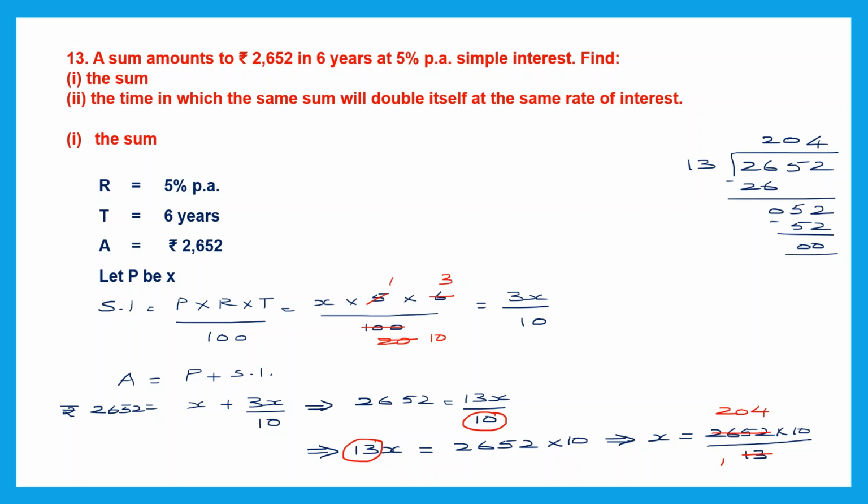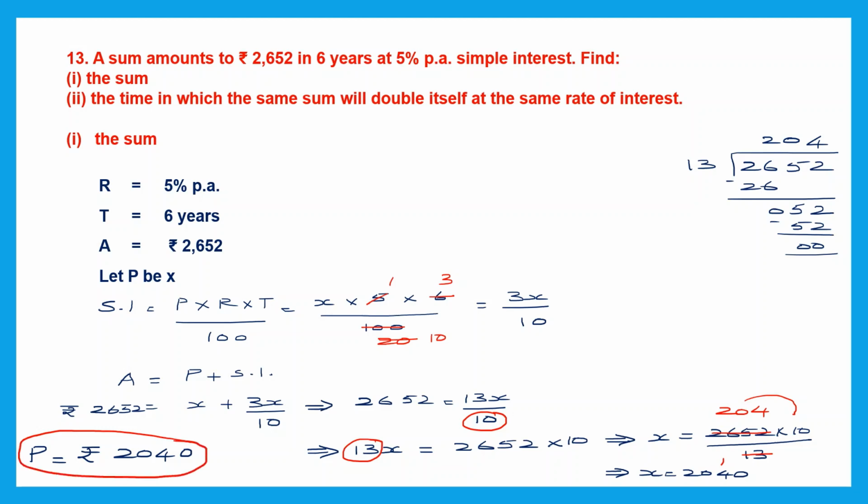Now when I multiply 204 into 10, what do I get? I get x is equal to 2040. So I have found the value of x. And what is x? We said let principal be x. So we have found the principal, or the sum, to be 2040 rupees. So let's write that principal equals rupees 2040. So we have found the answer to the first part of the question.